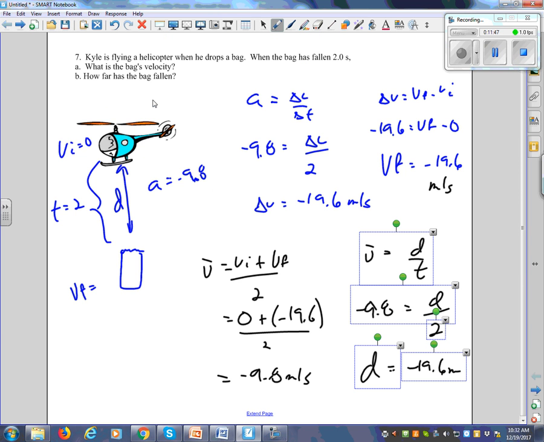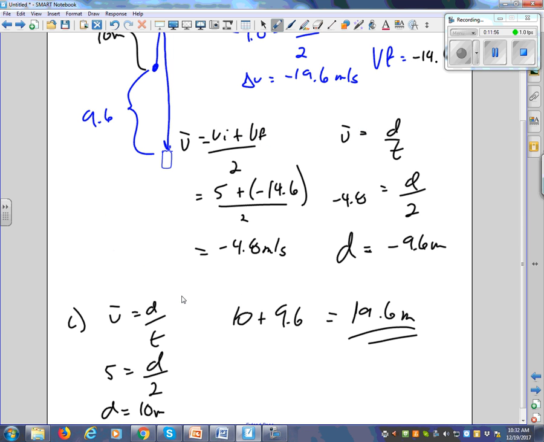How far did the bag fall? 19.6. How far is the bag away from the helicopter? 19.6. The same thing. Is that a fluke, do you think? Yeah. Does it seem fluky? It does seem a little fluky, doesn't it?